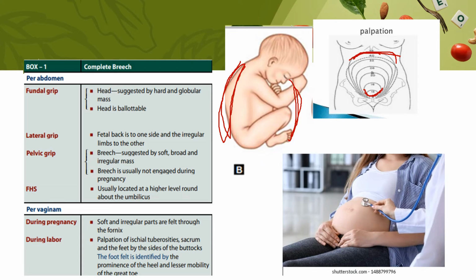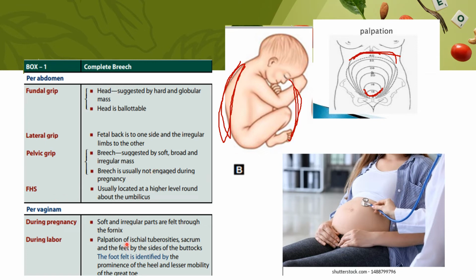In the pelvic grip, what is felt? Breech is suggested by a soft, broad, and irregular mass. The buttocks part, that is the breech region, will be a very soft, broad, and irregular mass. Breech is usually not engaged during pregnancy. In extended leg or frank breech it is engaged, but in complete breech it is usually not engaged during the pregnancy period.